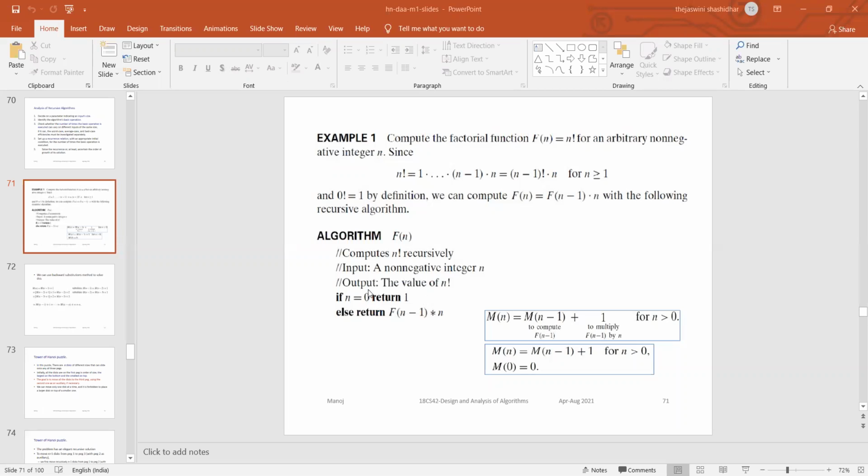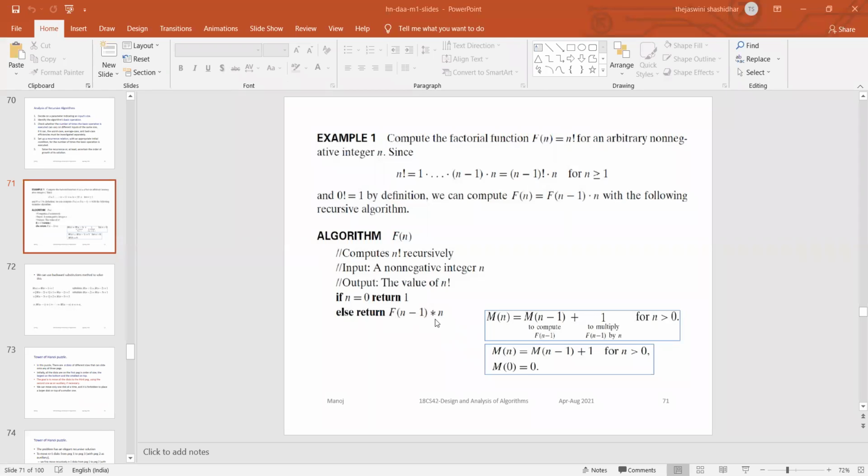If n is equal to 0, what is 0 factorial? 0 factorial is equal to 1. If not, what do you have to write? If it is not 0, then n can be 1, 2, 3, 4, like that. At that time, you write f of n minus 1 into n. We are substituting n factorial as f of n. So n minus 1 factorial can be written as f of n minus 1 into n. This is the formula we have.